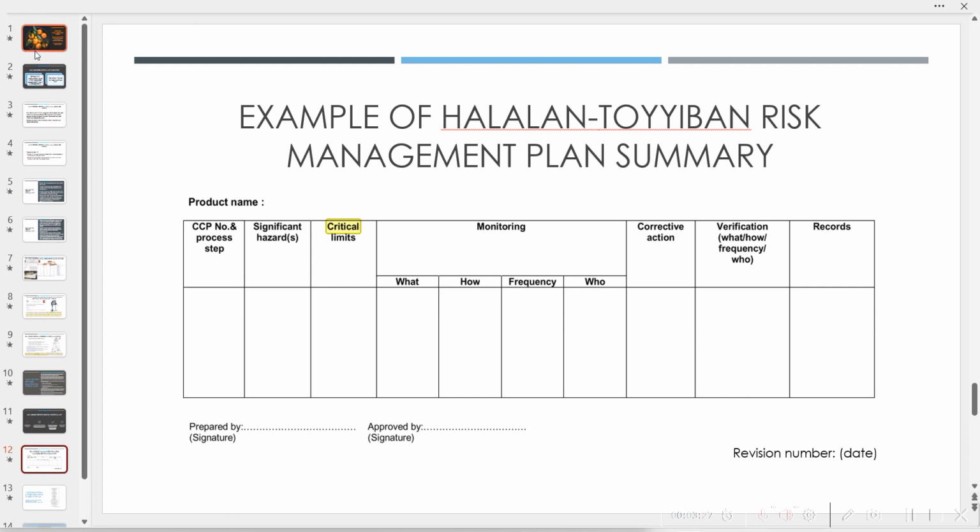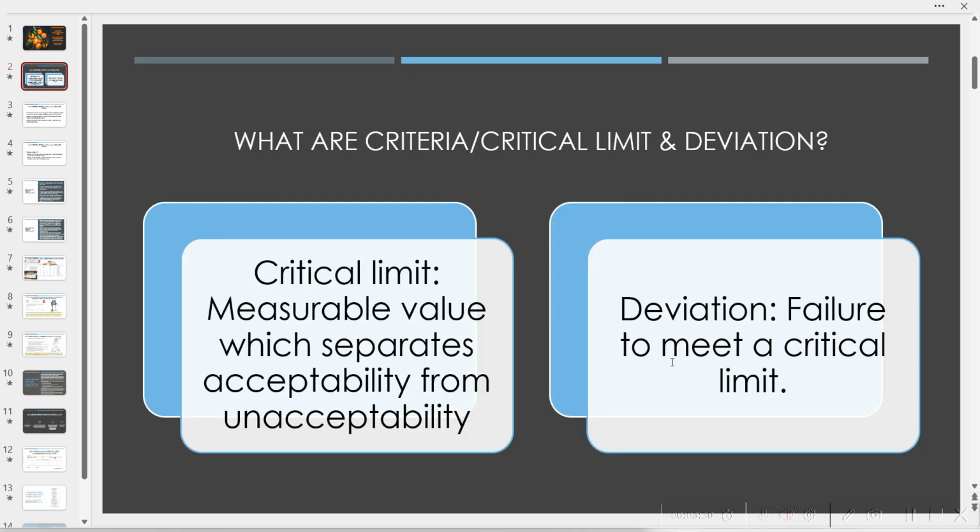Kita pergi balik to the first topic. Okay. So what is critical limit? In the column, critical limit means a measurable value which separates acceptability from unacceptability. Sesuatu nilai yang boleh diukur untuk membezakan sesuatu itu diterima ataupun tidak. For example, if we are talking about an ingredient having a halal certificate and not having a halal certificate. So, some value to say that it has a halal certificate or doesn't have one. So, that means acceptable and unacceptable.